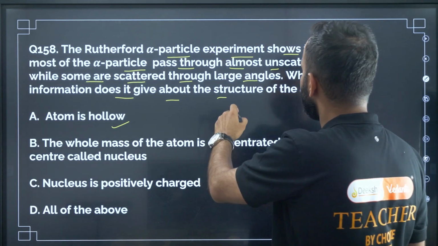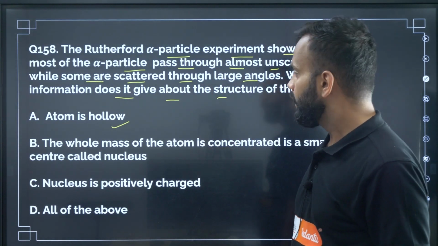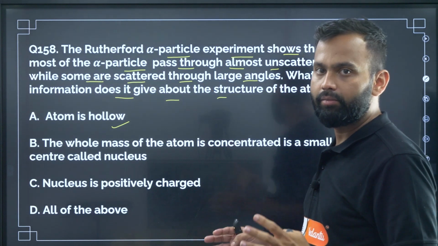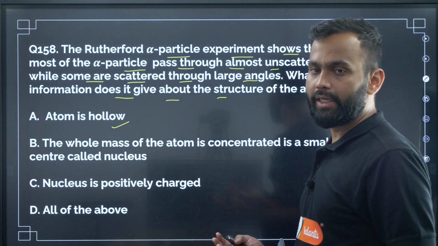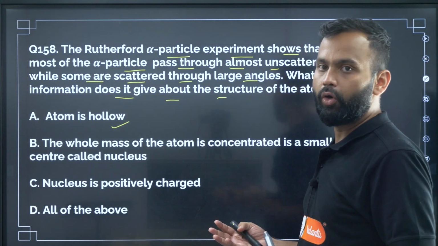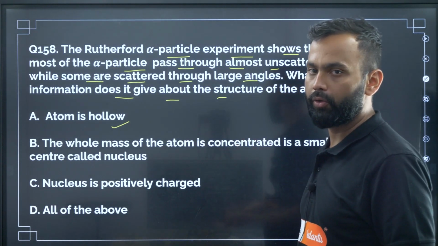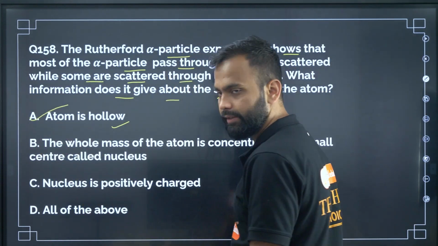The alpha particles pass through almost unscattered, right? That is, it says that the atom has empty space. The atom is hollow, right? So option A is correct.